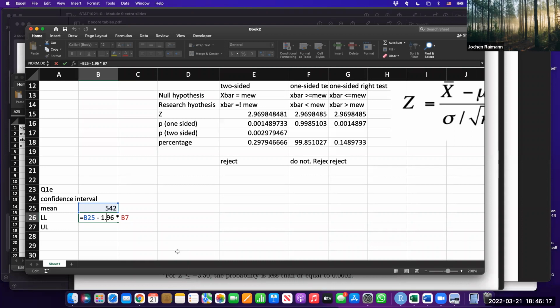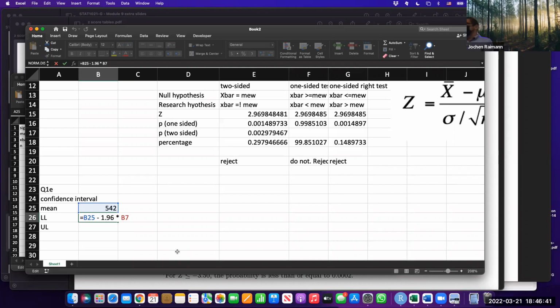Yeah? You need a parenthesis after that? No, here you don't need parentheses because, as you remember, subtraction has a lower rank as compared to multiplication and division. So in the order of operations here, you basically have the multiplication before the subtraction.